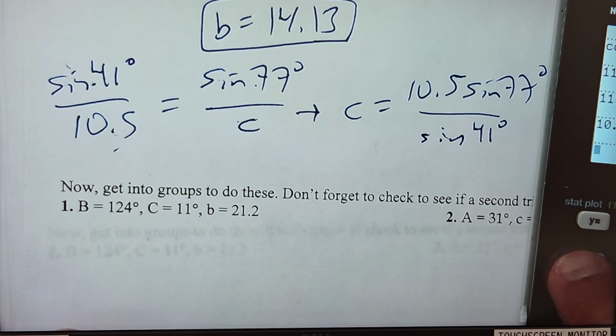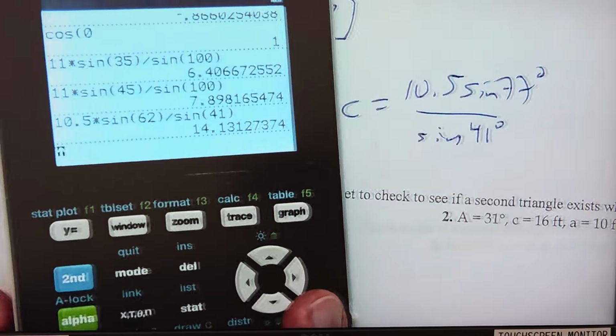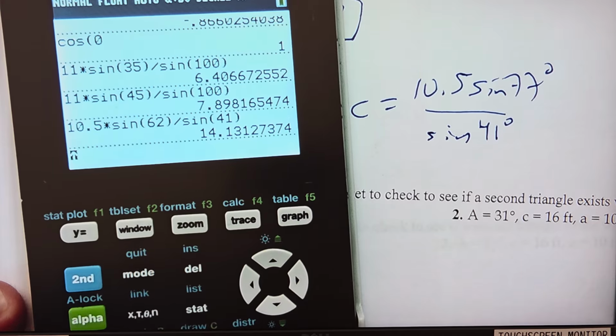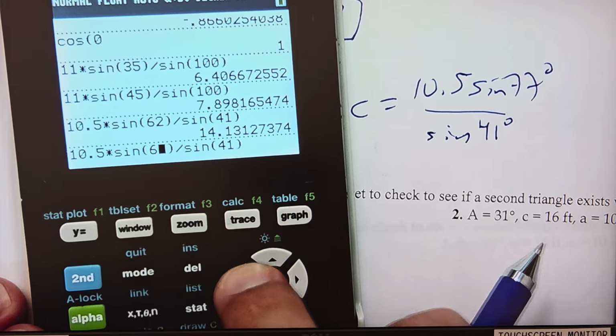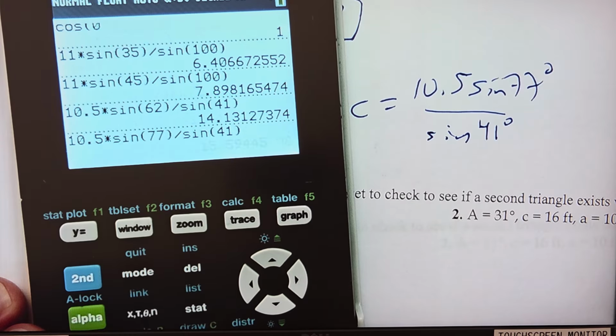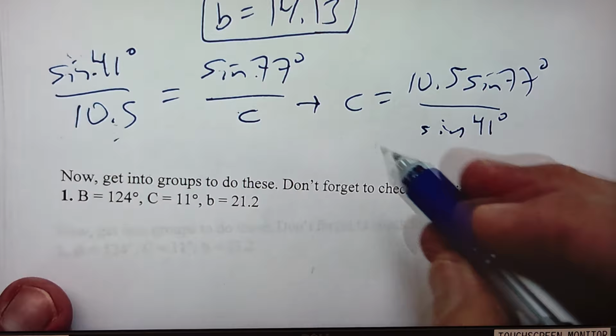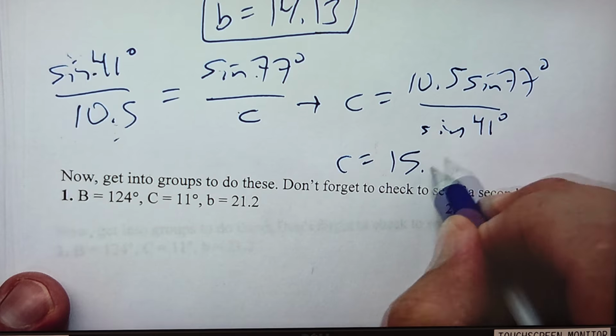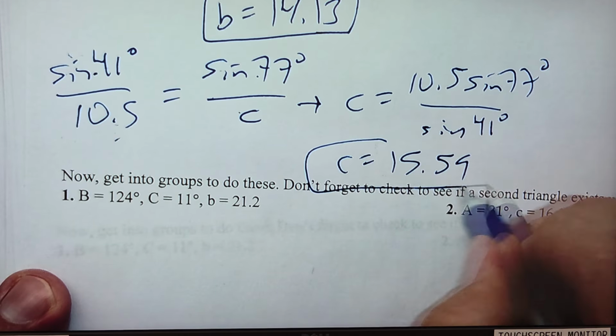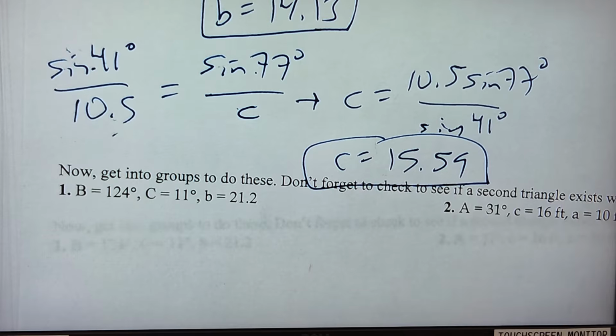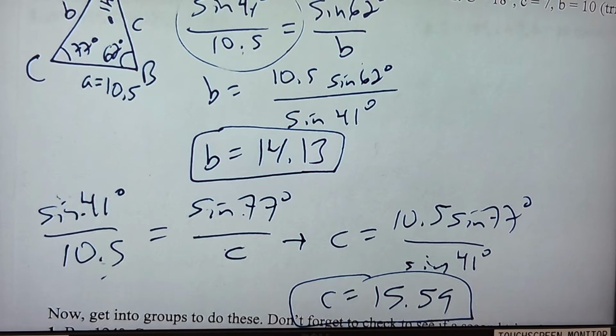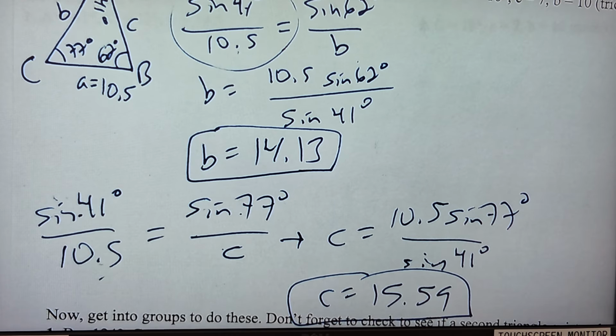And again, I can just go here. 15.59. Go here, and I can change this to 77. Kabam! I like it. 15.59. Do I have all three angles? Yes. Do I have all three sides? Yes, so I'm done.